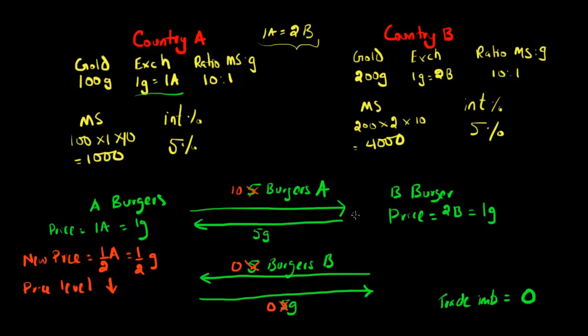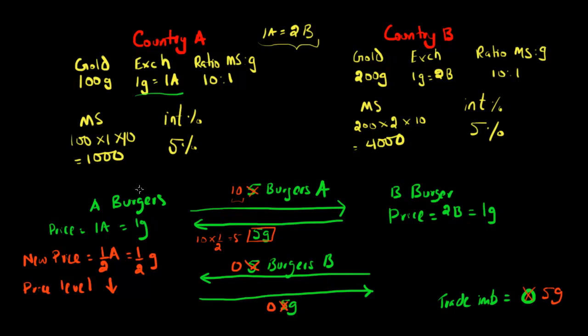And so country B will have to send to country A the equivalent amount in gold. So that's 10 burgers times the price in gold, which is now half a gram of gold each. And that's still equal to 5 grams of gold. So that this number over here, the amount of gold sent back to country A, stays the same. But you'll now notice that there's a trade imbalance. Because country A isn't sending any gold to country B, and country B is still sending over 5 grams of gold to country A, there's now a trade imbalance of 5 grams of gold. So this number over here, the imbalance, changes to 5 grams of gold.